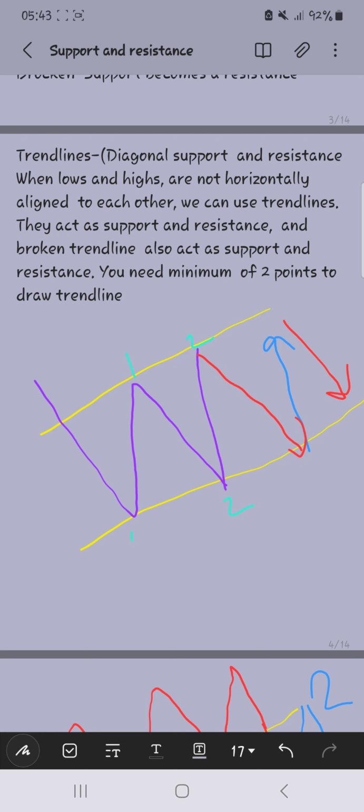But the difference between a support and resistance and a trend line is this. In order for you to draw a trend line, you need a minimum of at least 2 points.